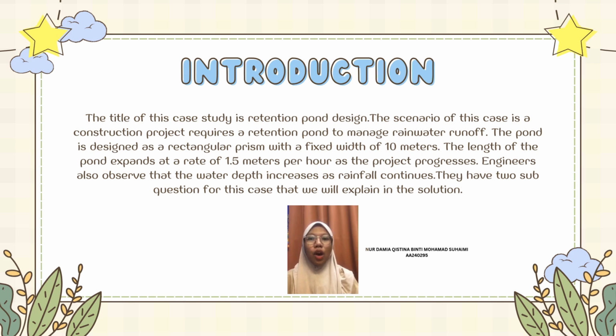Engineers also observe that the water depth increases as rainfall continues. We have to design the pond as a rectangular prism with a fixed width of 10 meters. There are two sub-questions for this case that we will explain in the solution.